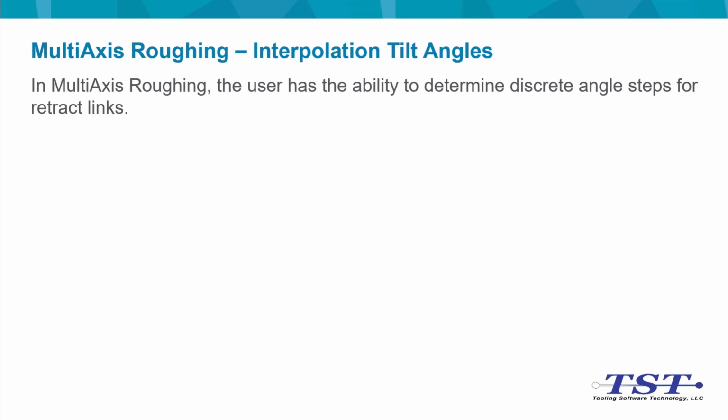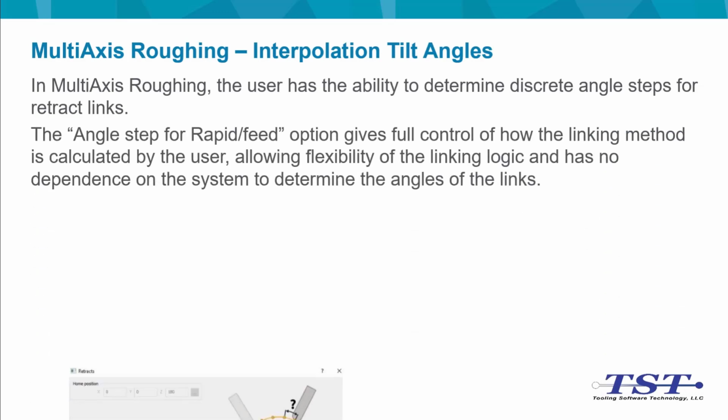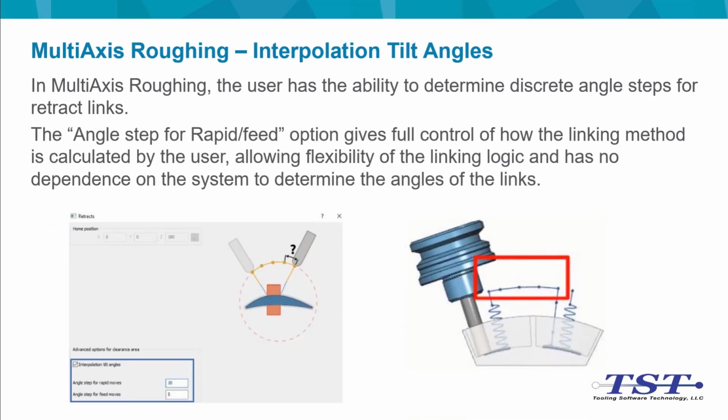With the multi-axis roughing, there's now an option for interpolation tilt angles. What this will allow is the user to be able to determine discrete angle steps for retract links. This option gives full control of how the linking method is calculated by the user, allowing flexibility of the linking logic, and has no dependence on the system to determine the angles of those links.